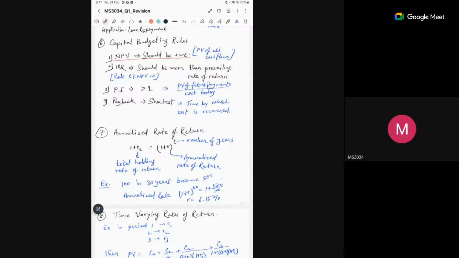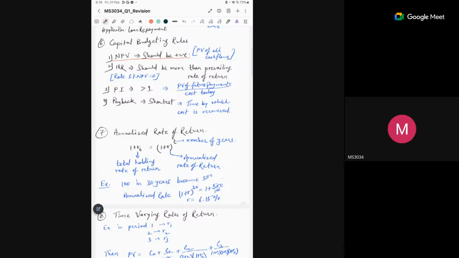Okay, so these are the concepts which we discussed till week 3, and we have had some brief discussions about the annualized rate of return, total holding rate of return, and the time varying rates of return. So till this discussion, we have taken interest rates to be constant and to be known throughout.